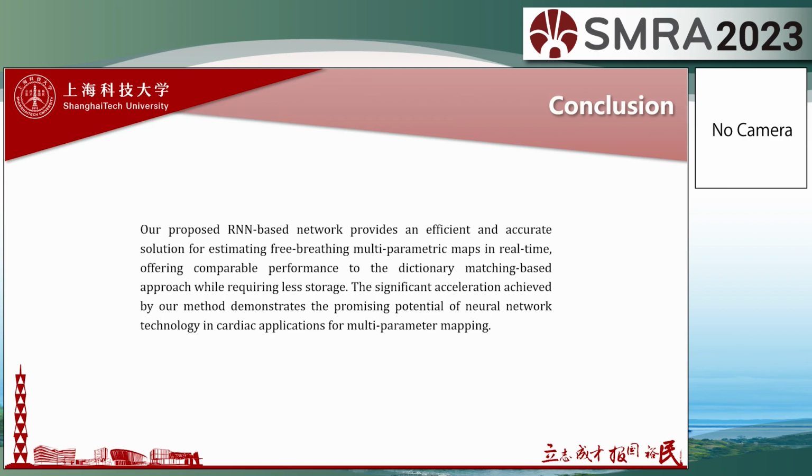In conclusion, our proposed network provides an efficient and accurate solution for estimating free breathing multi-parametric maps in real time, offering comparable performance to the dictionary matching approach while requiring less storage and faster speed.